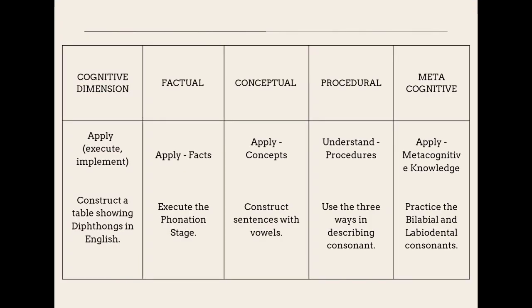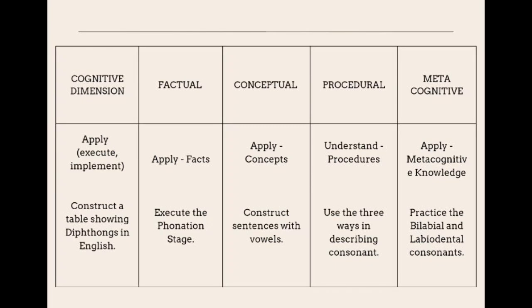So the next level under the cognitive dimension is apply, based on the revised taxonomy. Apply means using, solving, implementing, constructing, practicing, executing, demonstrating, and dramatizing.